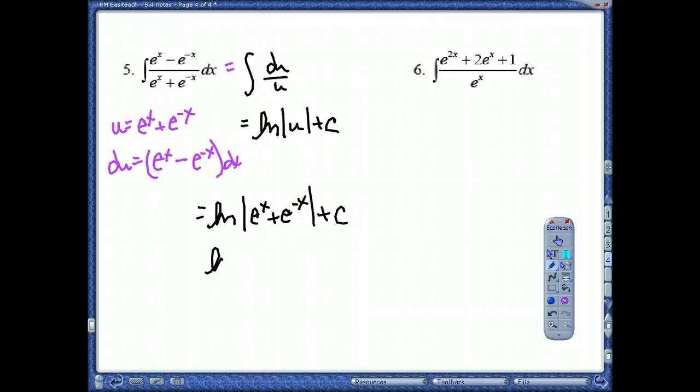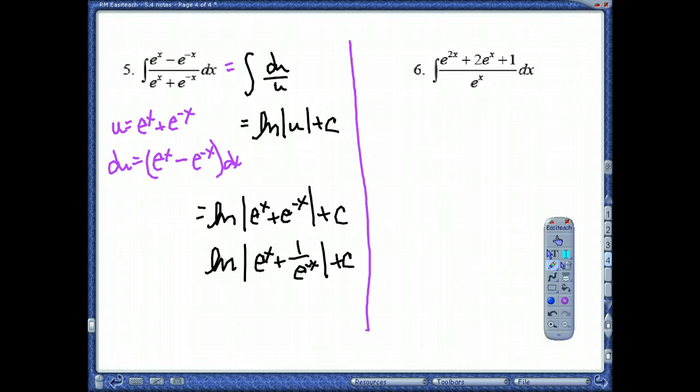I can't simplify that anymore because of the plus in there. I could go ahead and take care of that negative exponent. If you're looking at a multiple choice situation, they probably won't get rid of that negative exponent, but we can. Now our last example here, we've got more than one e, but unlike number 5, I can go ahead and divide it out. So if I divide e to the 2x by e to the 1x, I get e to the x. 2e to the x divided by e to the x is 2. And then I have 1 divided by e to the x, which is e to the negative x.